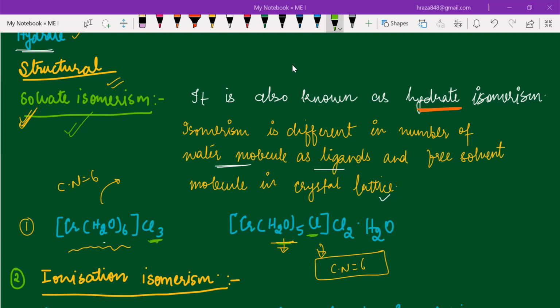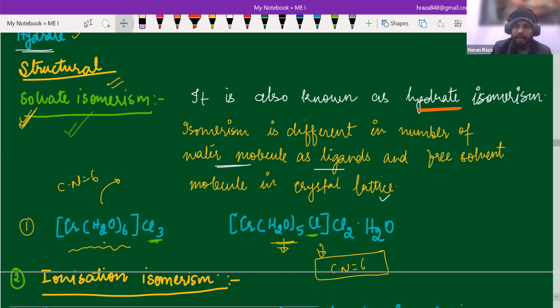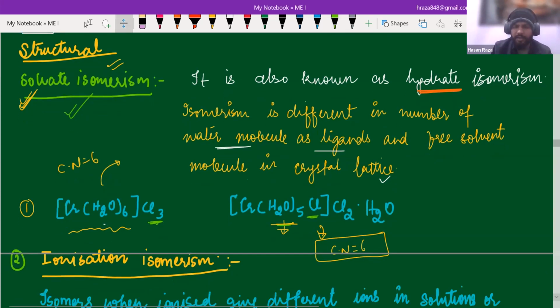Aman, are you done with this? Yes, sir. Okay. So this was your solvent isomerism in which exchange of water took place. Now the next is ionization isomerism, and it's very easy.